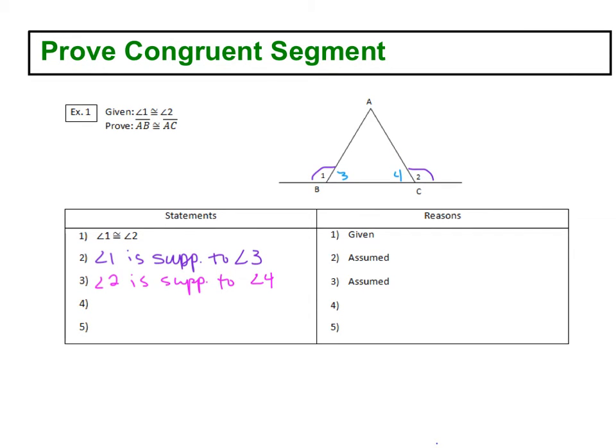So tell me if this makes sense. If angle 1 and angle 2 are congruent, and they're both supplementary to these inside angles, can we then go ahead and deduce that angle 3 will be congruent to angle 4? And yes, that is something that we can say. Angle 3 is congruent to angle 4. And that comes from your supplementary angle theorem.